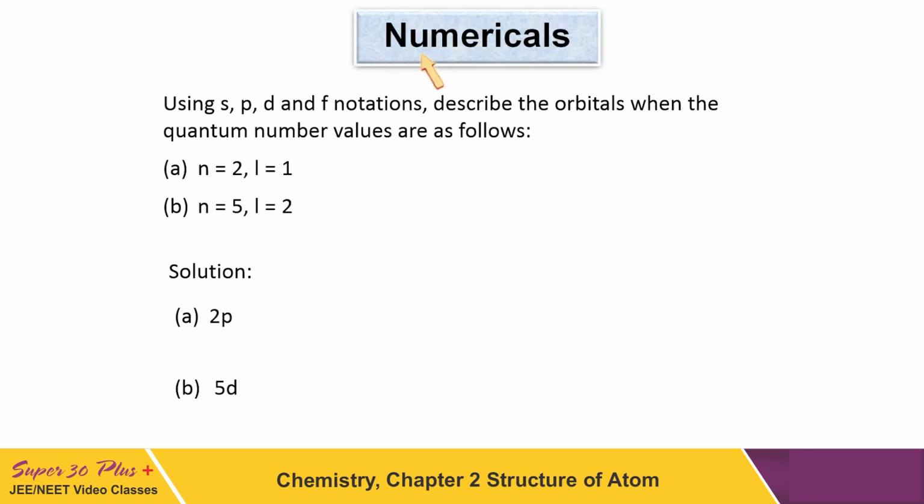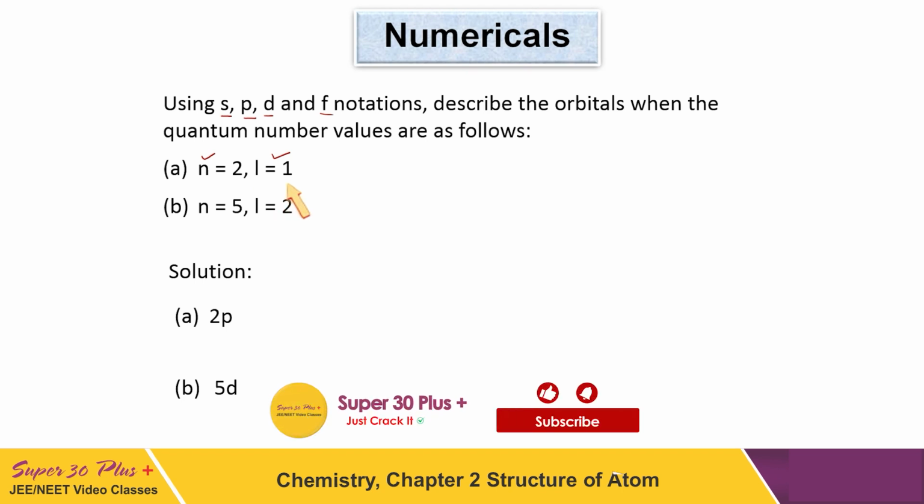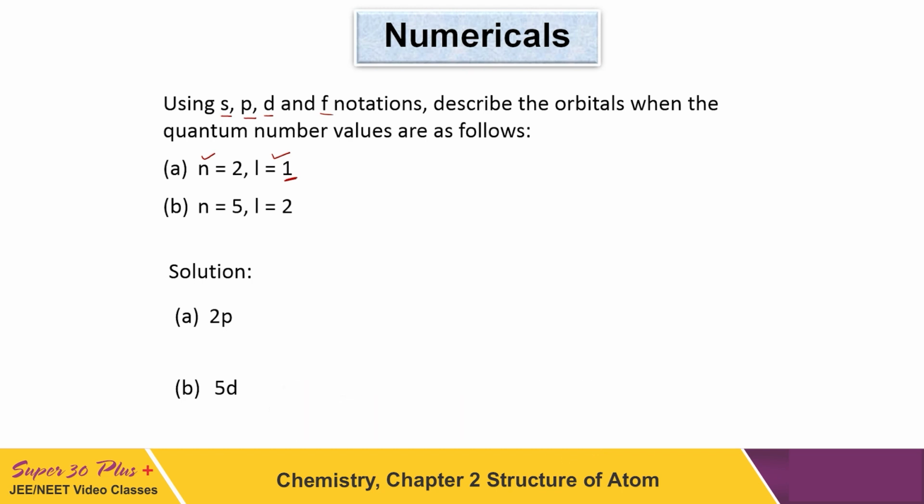Now we have some numericals on the quantum numbers. Let's do some practice for the questions. Using S, P, D and F notation, describe the orbitals when you are given the quantum number values as follows. If I say n is equal to 2 and l is equal to 1, students, n equal to 2 means I'm talking about the second shell, and l equal to 1 means the p subshell. So now we are talking about the 2p subshell.